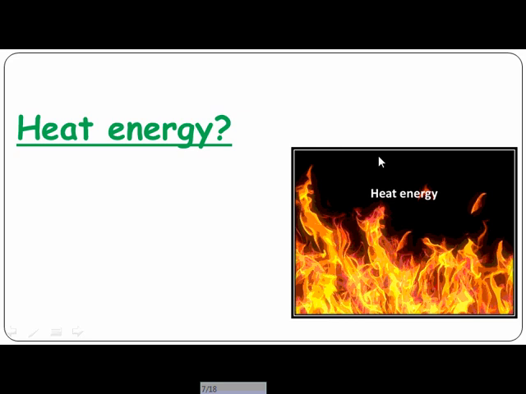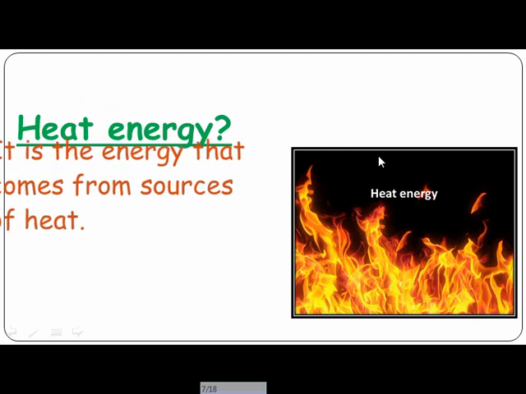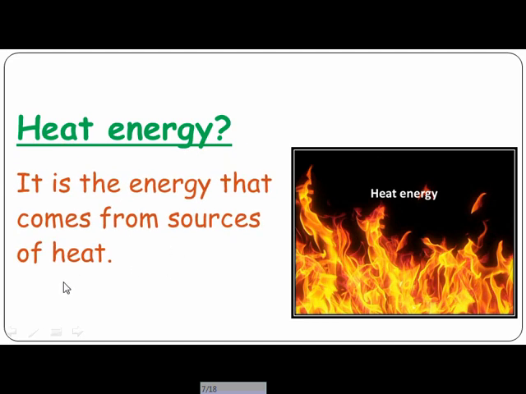What is the meaning of heat energy? Heat energy is the energy that comes from sources of heat. Sources of heat are objects or things that give us heat. We have many sources of heat. Can you tell me some of them?